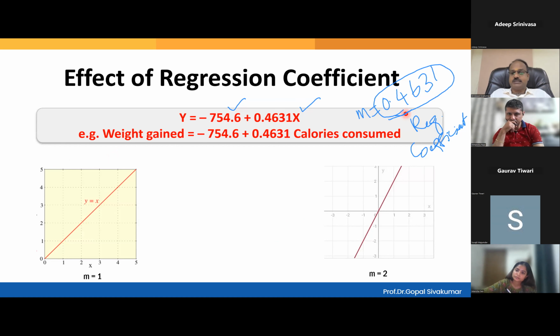One more information which you can understand is, when I increase the X factor by one unit, Y factor will increase by 0.46 unit. Where am I getting this 0.46 from? From the regression coefficient of the particular factor. What is the meaning of it? When I increase X by one unit, Y will increase by how many units?